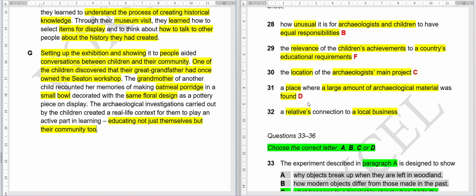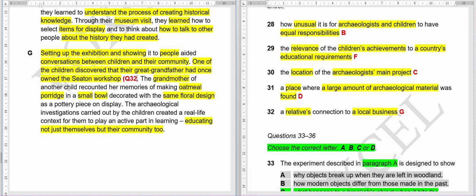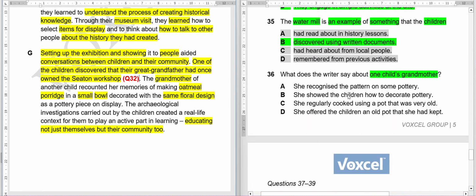Okay, time's up. So let's read the question. A relative's connection to a local business. Is there any mention of a relative's connection to a local business? Yes. So first, let me mark it as G. Where is it written? Yes, here, Seaton Workshop. So the grandfather owned Seaton Workshop, so that was the connection to the local business. Clear?